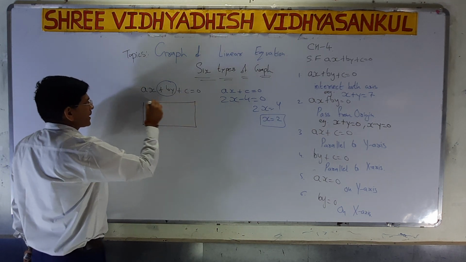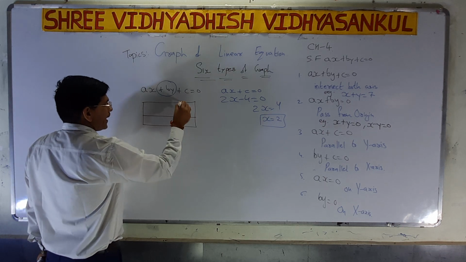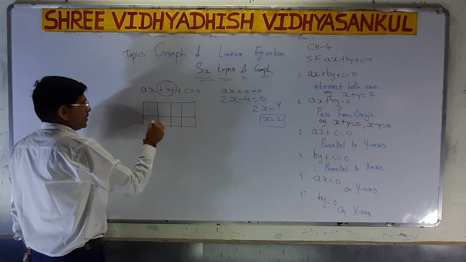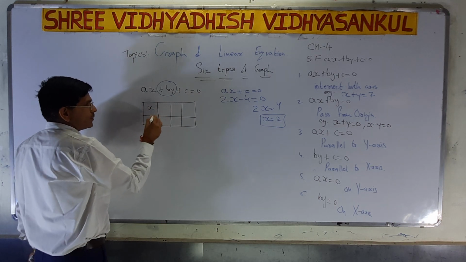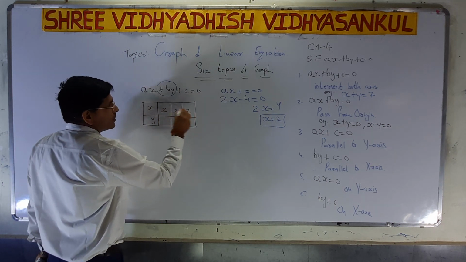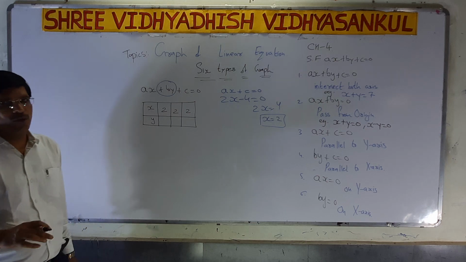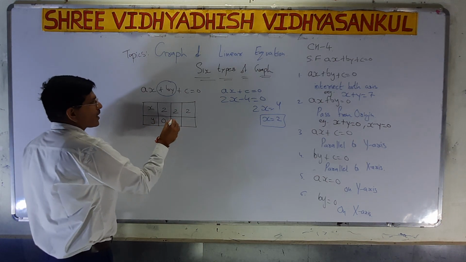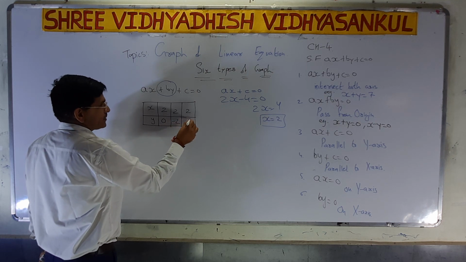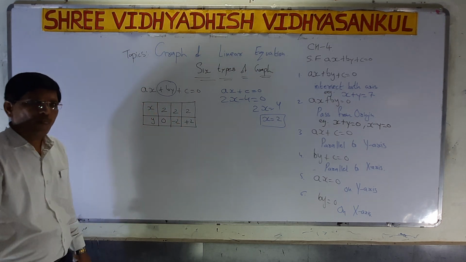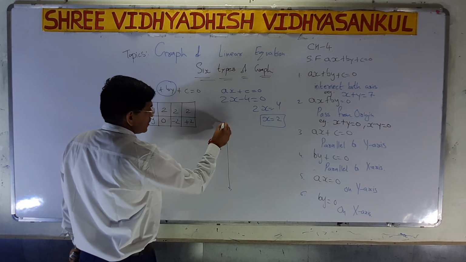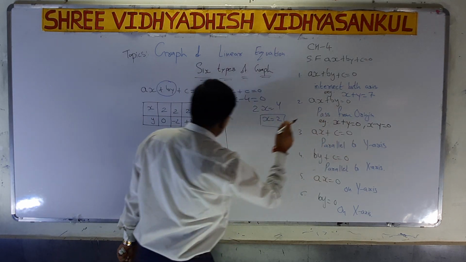Now we have to make a table, and wherever there is x, you have to put 2. The x value we have to put is 2. The y value we have to change, that is 0, minus 2, or we can say plus 2. Now if we do the graph of it, it is parallel to the y axis.